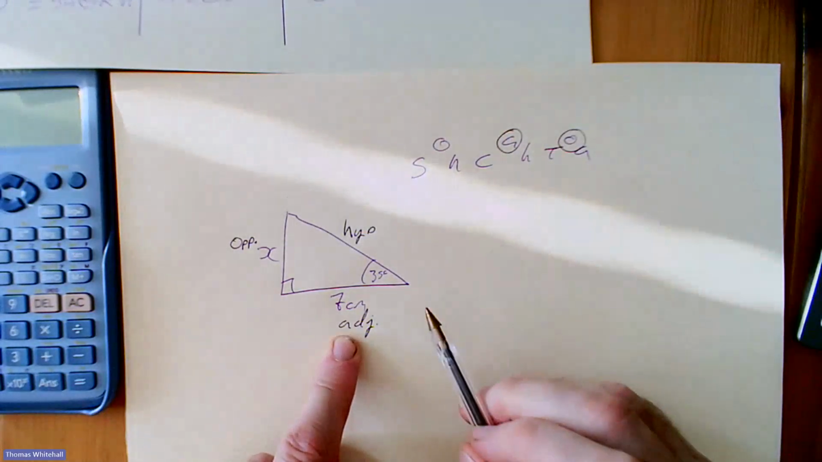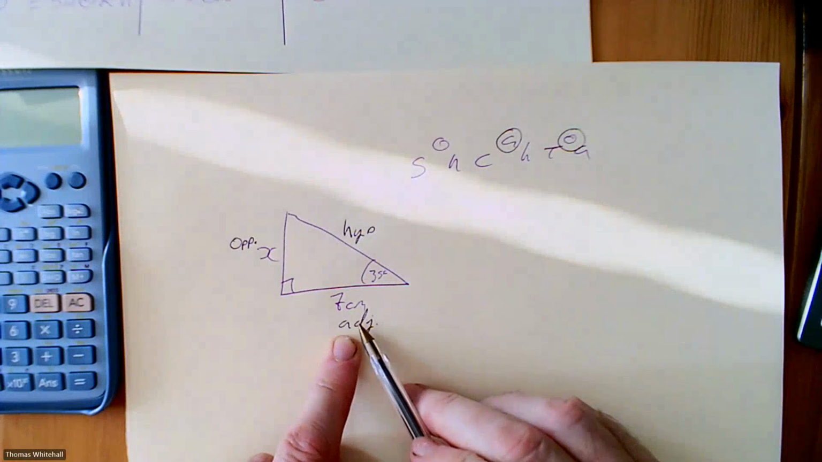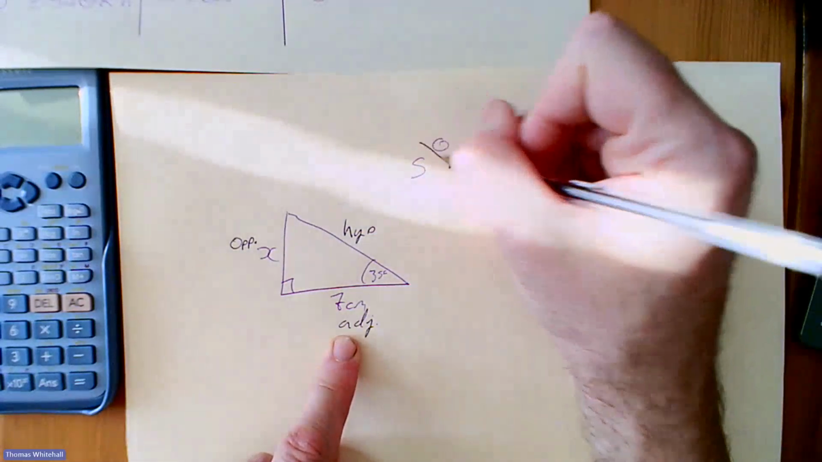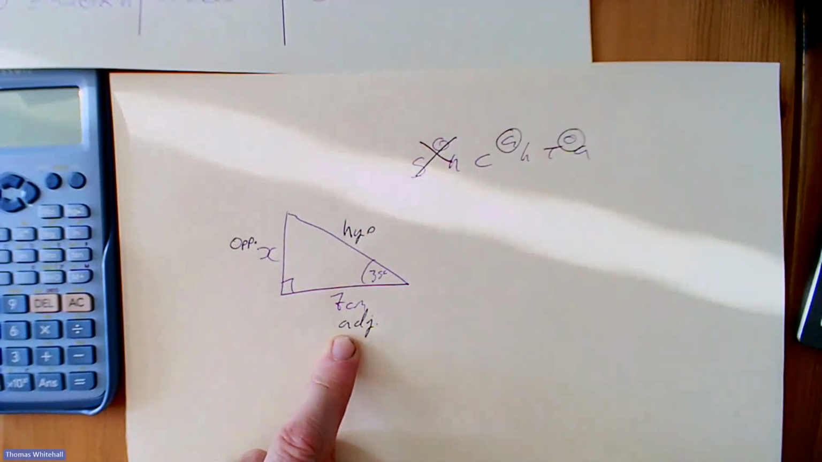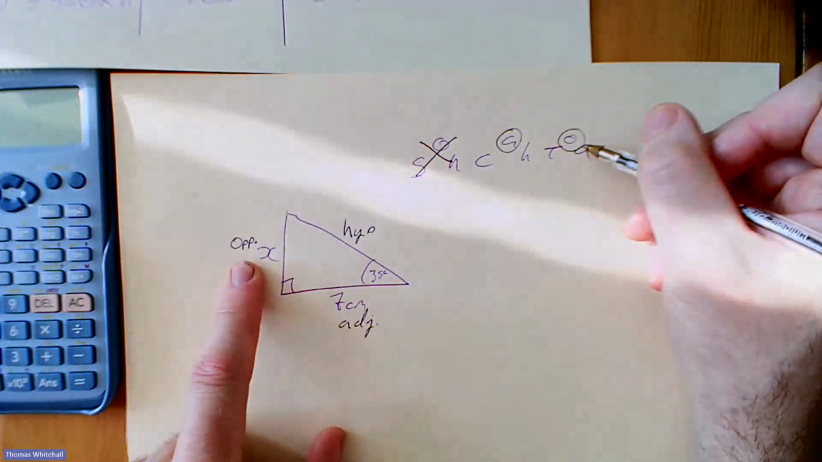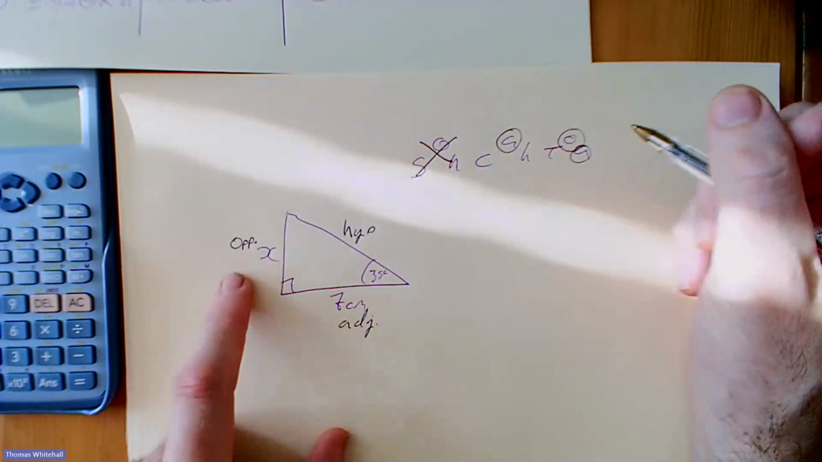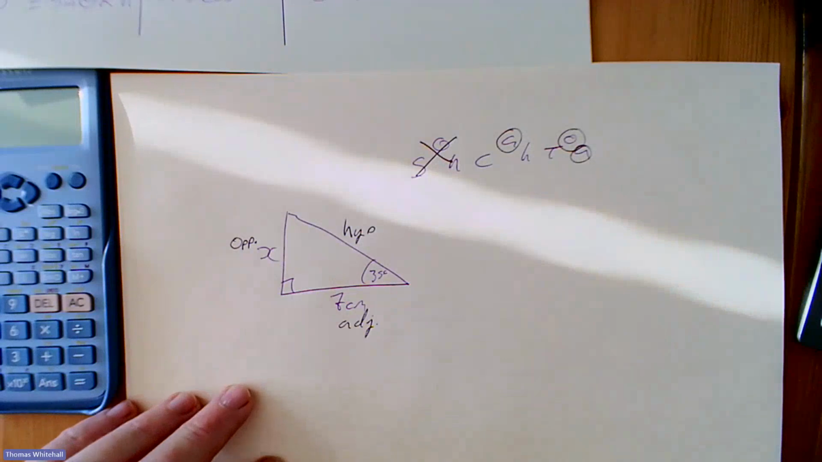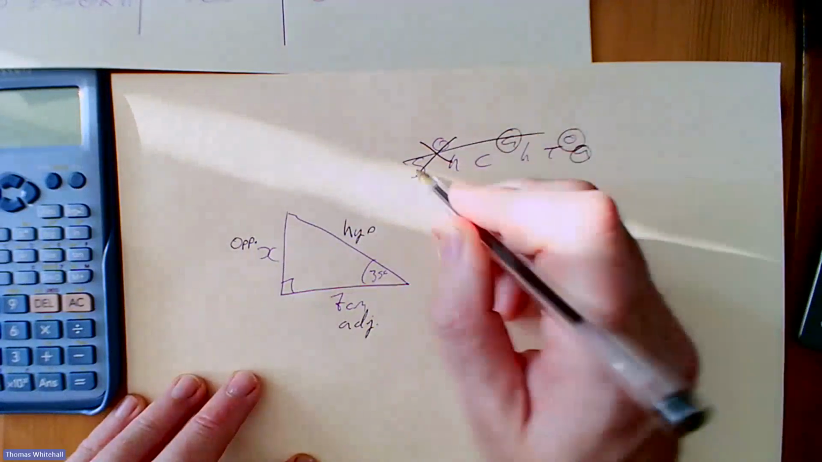Okay, but there's no adjacent for sine, so that's gone. We get rid of that. And we're being asked to find the opposite. I've circled the A on that one. I never meant to do that one. Sorry, let me start that again. Scrap that.